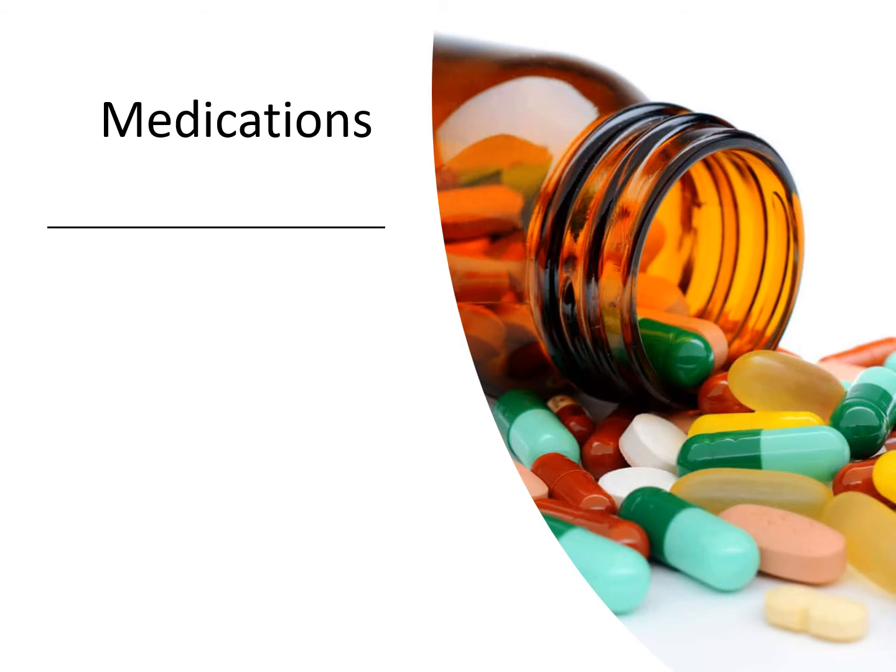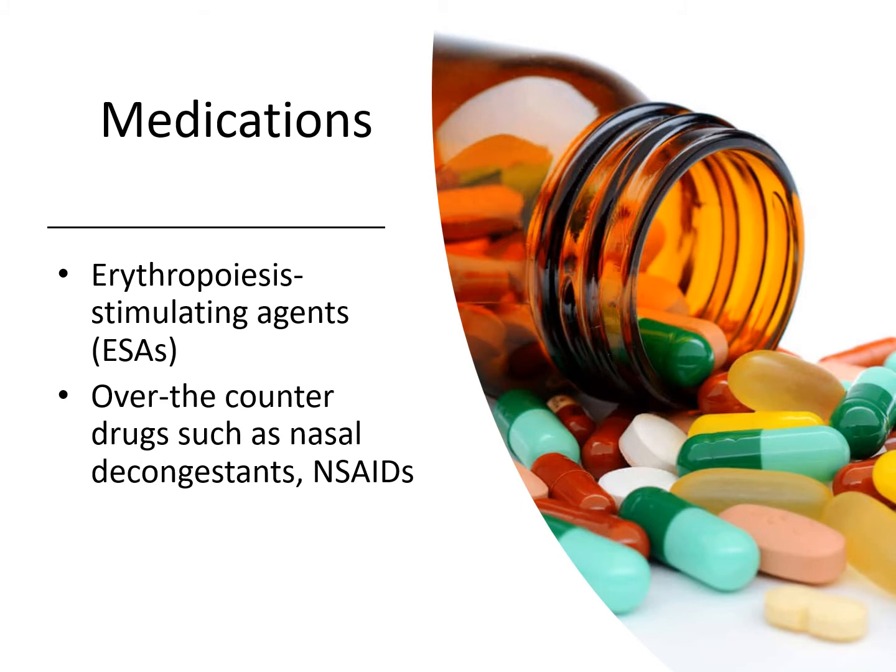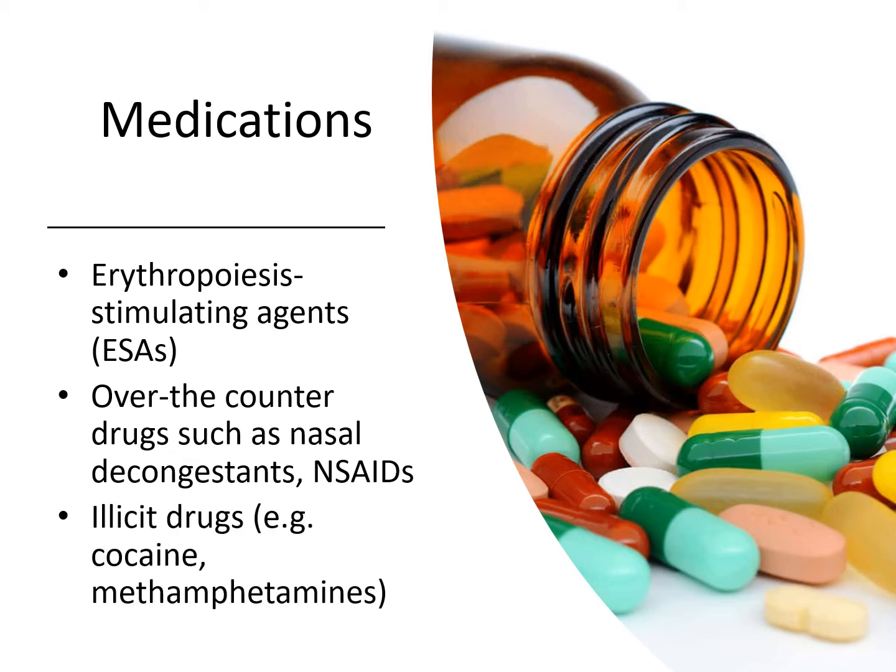Medications can also raise your blood pressure. In fact, erythropoiesis stimulating agents such as Aranesp or Mircera are thought to raise blood pressure to a certain degree. Over-the-counter medications such as nasal decongestants, as well as non-steroidal anti-inflammatory drugs such as ibuprofen, Aleve, Motrin, Naproxen, can also raise your blood pressure. And finally, illicit drug use, basically stimulants such as cocaine and methamphetamines, of course, can also raise your blood pressure.